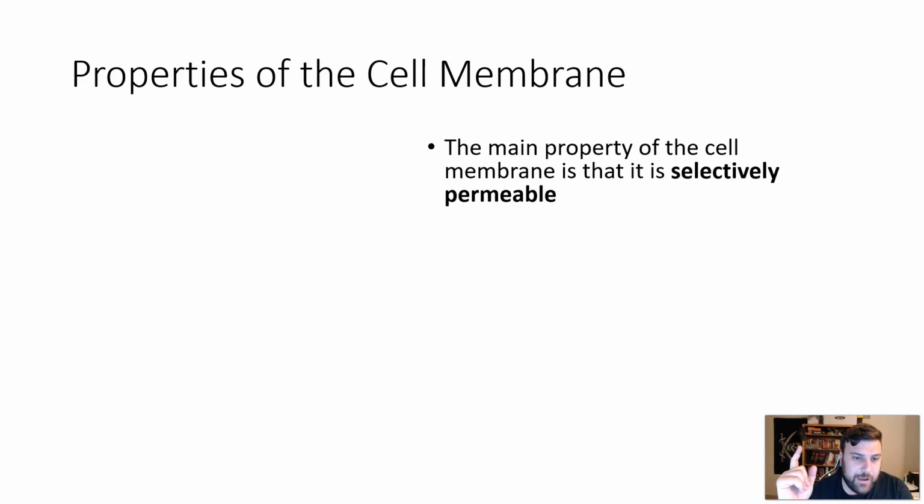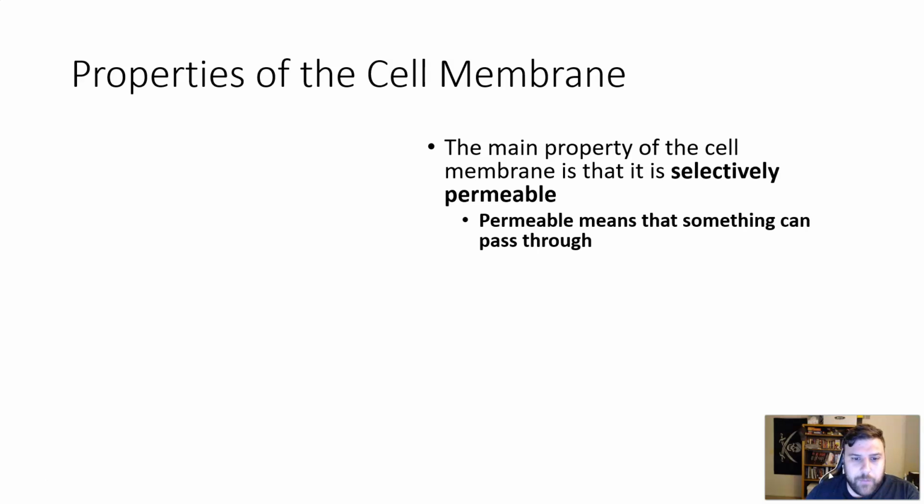So that's the structure. Moving on to properties. There is one main property that makes the membrane special. And this property is what we call selective permeability. The cell membrane is selectively permeable. So first is this word permeable. For those of you that don't know what it means, all permeable means is that something can pass through it.